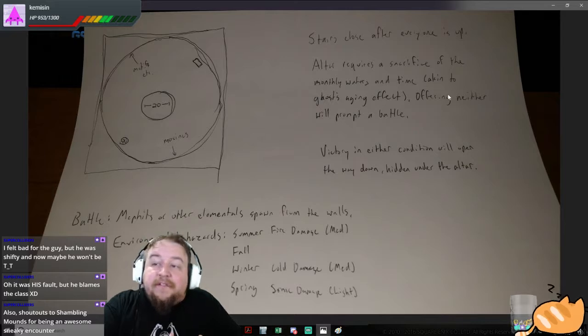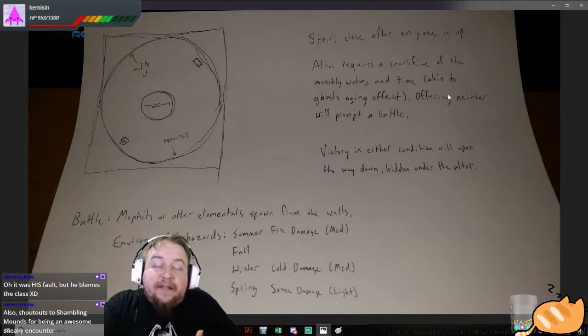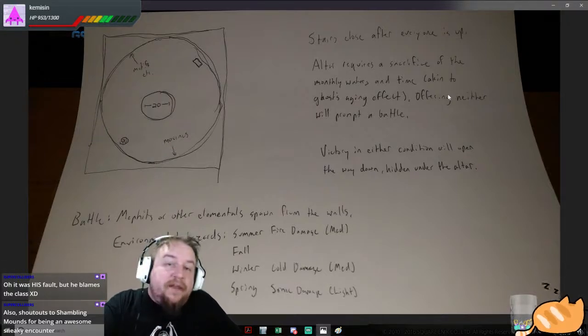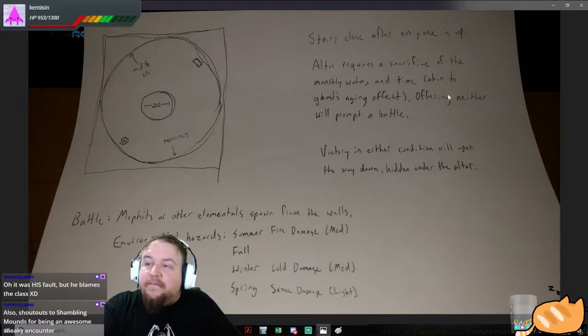Yes, shambling mounds are very sneaky and very lethal. Especially because you're like, oh, fire! Fire will take care of a shambling mound. It's vegetation. I've played Pokemon. I know how this goes.